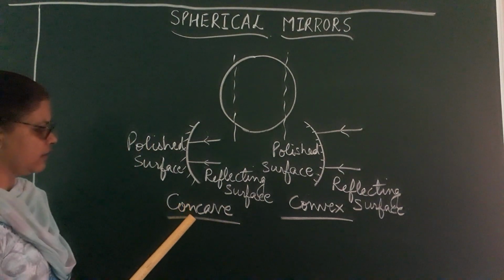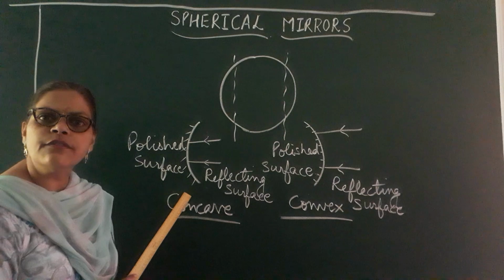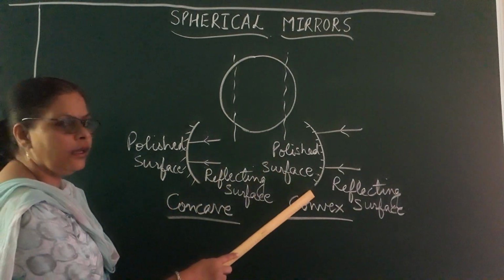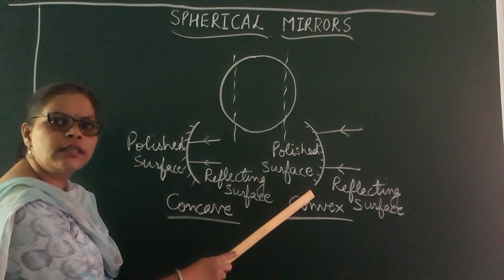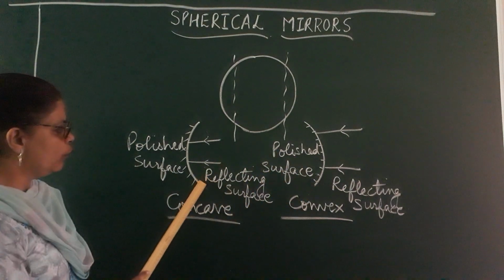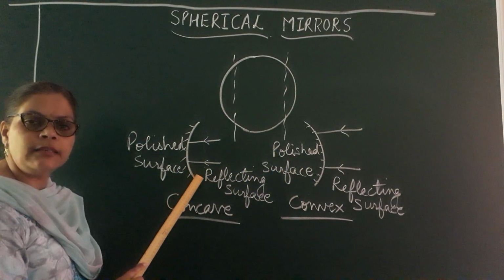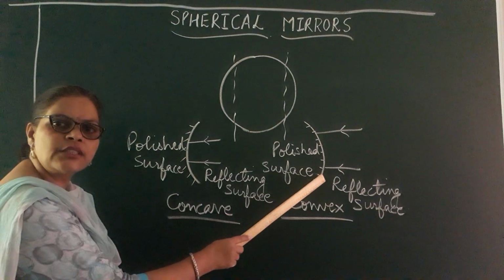The first one, that is concave, you will say that the inner surface is polished. Then the second point would be that the inner surface is reflecting, while in the convex mirror the outer surface is reflecting.